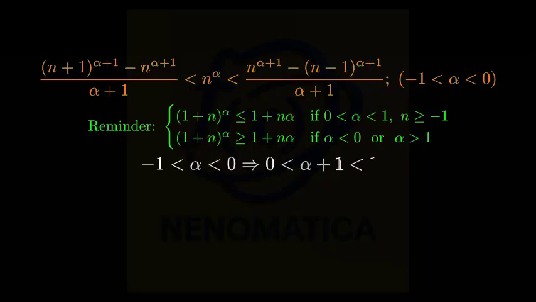First, we note that since alpha is between -1 and 0, we can conclude that alpha plus 1 is between 0 and 1. This is a simple algebraic manipulation of the given inequality. Now, let's examine the first part of our proof.